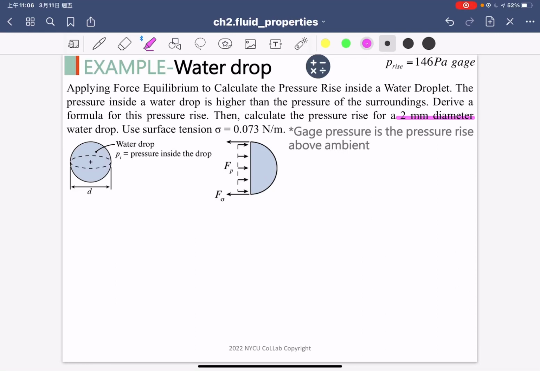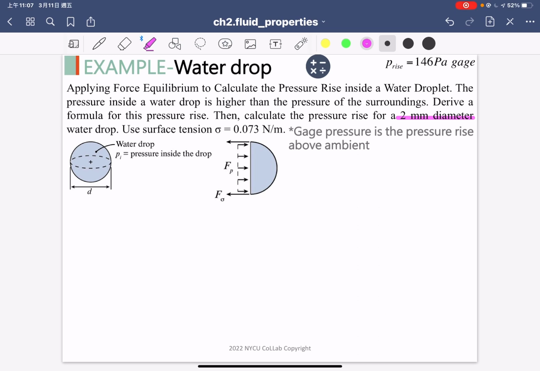Okay, so we go back to this exercise. As I mentioned, the water can become a bubble, so we have some required conditions. The first requirement is that the inner pressure should be higher than the ambient pressure. The second depends on how large your bubble is. With a different diameter, you will have different pressure conditions inside the bubble.